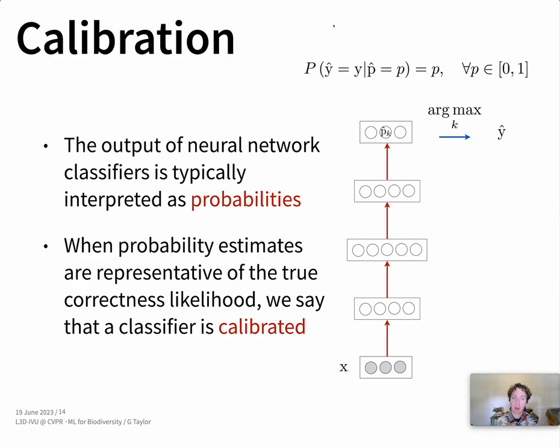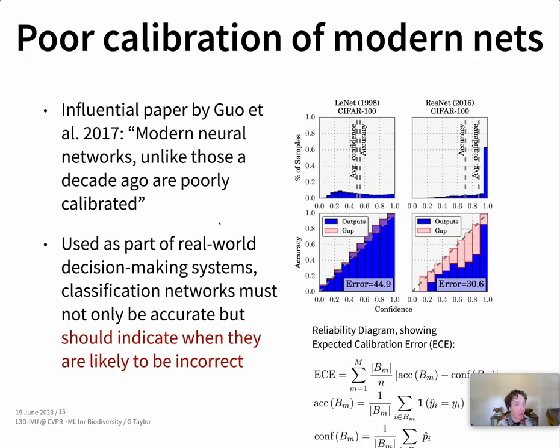But often in deep neural networks, because these are trained with loss functions that are just agnostic to calibration, they tend to not actually represent the right uncertainty in the model. This was pointed out by a very influential paper back in 2017 that showed that modern neural networks at the time, ResNets, unlike those like LeNet from the 90s, were actually poorly calibrated. They showed that even though the accuracy went up considerably from 1998 to 2016, there was a massive leap in average confidence. So the models were in fact overconfident.